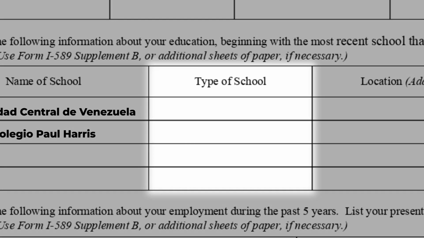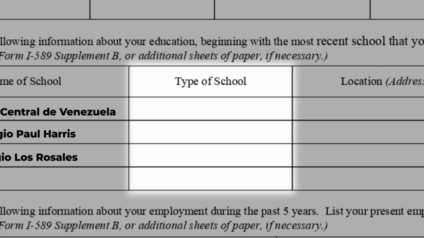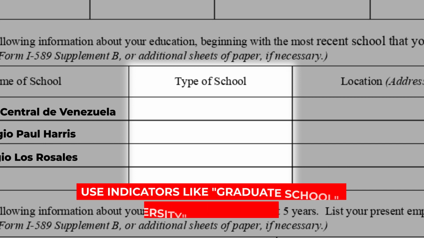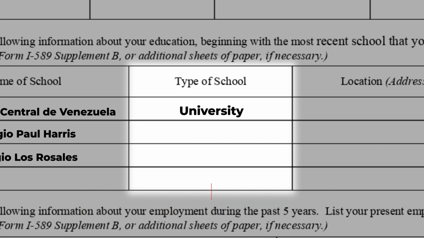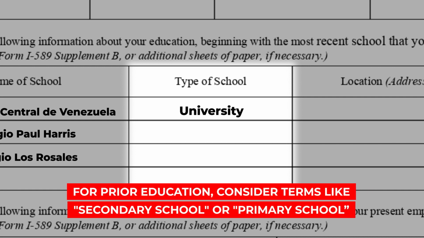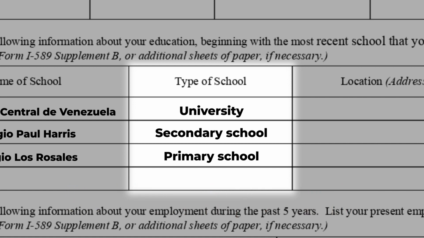For the next space in the type of school column, try to indicate what kind of school it was. I recommend indicators like graduate school or university for higher education. For education before that, things like secondary school and primary school are good classifications for this column. And to be clear, yes, you should list even your primary school or schools. Is this likely relevant to your asylum claim? No, absolutely not. And it is, in my opinion, ridiculous that you're asked to provide this information, but you are. So you should find and include this information, okay?